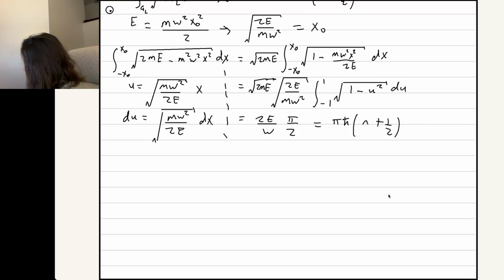We're going to simplify a bit. The pi's will cancel out, these 2's will cancel out, and so you'll find that E_n is equal to h bar omega times n plus 1 half.